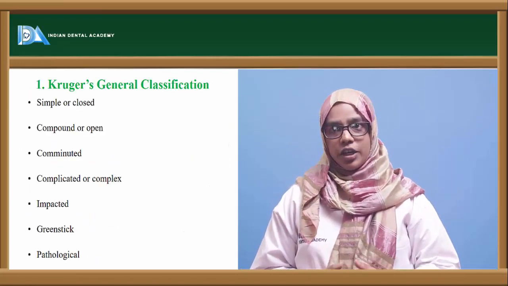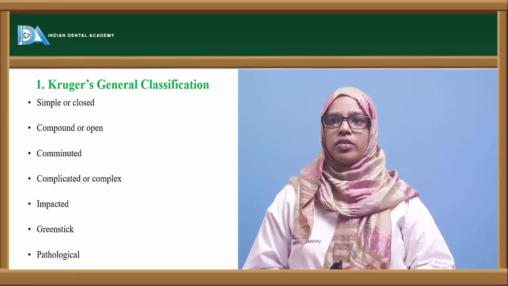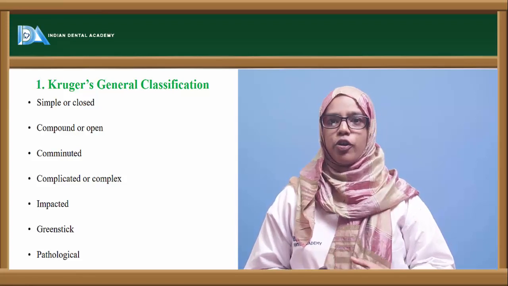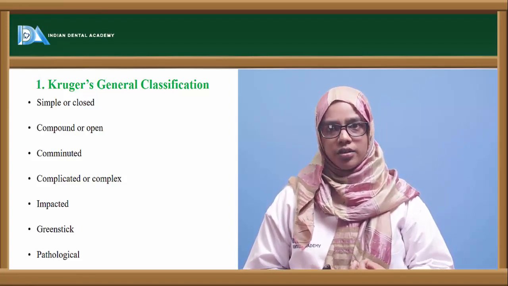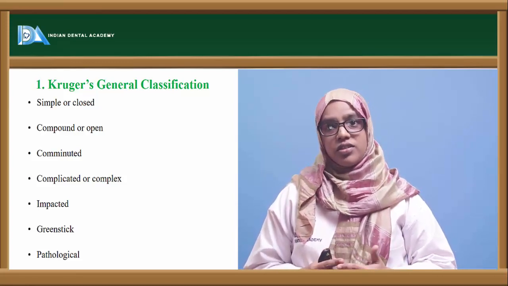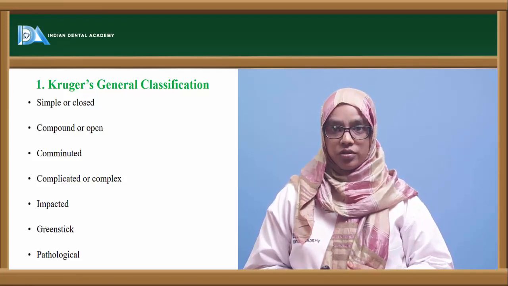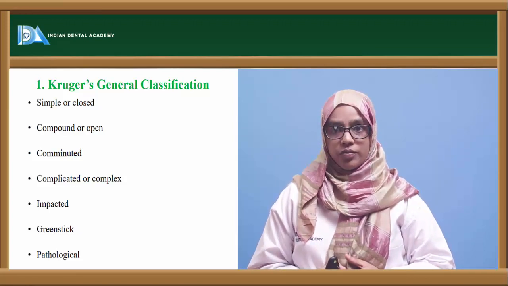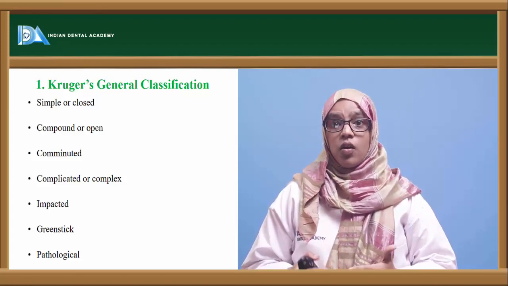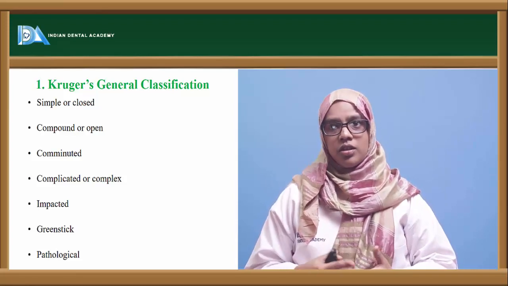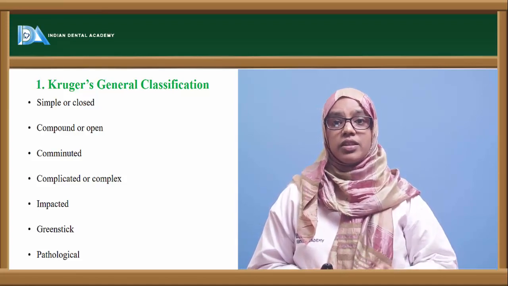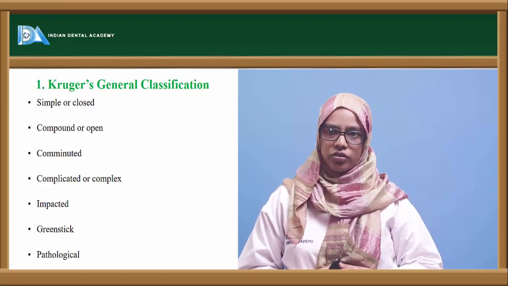Let's move on to the classification of mandibular fracture. We begin with Kruger's general classification. Kruger has divided fractures into a number of types, like simple or closed fracture, wherein a linear fracture occurs in which there is no communication with either the intraoral or extraoral compartment. It's just a single linear fracture, for example, coronoid fracture. Compound or open fracture is where there is presence of either an extraoral or intraoral scar or laceration. Comminuted fracture is where the fractured fragment is splintered into a number of pieces.